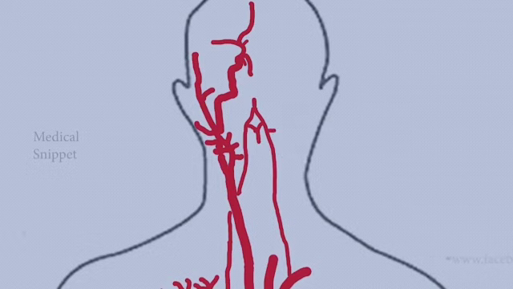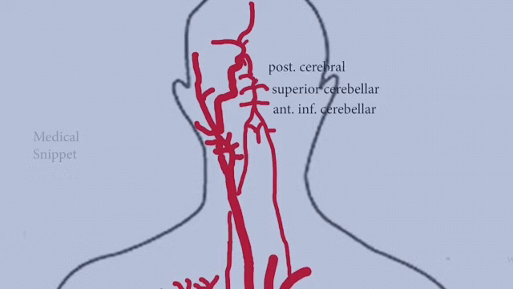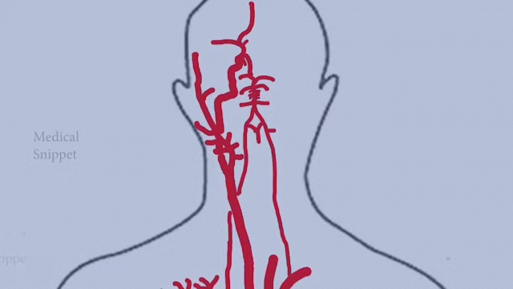The basilar artery gives rise to anterior inferior cerebellar artery, superior cerebellar artery, and divides into posterior cerebral arteries. It also gives paramedian pontine branches. Let's now complete the circle of Willis.